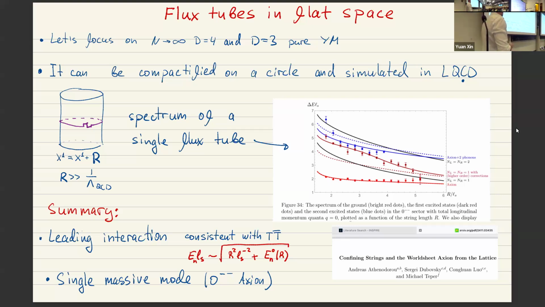Anyway, if we look at this data, the very brief summary is that these energy levels look quite regular. There is a single massive mode that lives on the worldsheet of the string. These are 4-dimensional strings, and this is the worldsheet axion. It's a parity odd state. And basically the idea is that the leading interactions that describe the spectrum of these excited states look consistent with what we can call the TT-bar deformed spectrum, for those familiar with the TT-bar story, but otherwise it's some sort of square root formula.